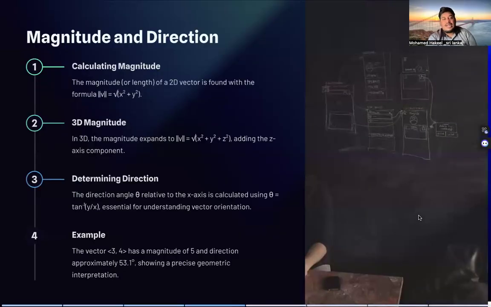Magnitude and direction. Calculating magnitude, 3D magnitude, determining direction. An example of this is a vector with a magnitude of 5 and a direction of approximately 53.1 degrees, showing a precise geometric interpretation.